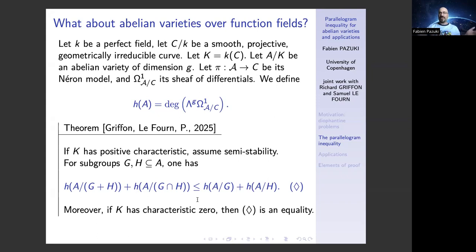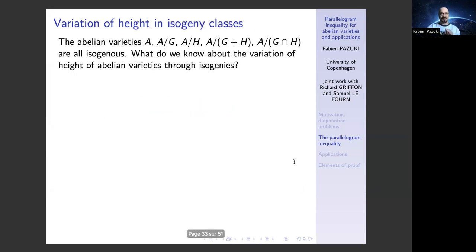So okay, perfect. It seems like it's the exact same thing, right? I mean, we took the analogous height, we have the analogous inequality. So what's the big deal? Well, I claim it's a bit surprising, at least because this was not our target at first. Our target was to understand the variation of height in an isogeny class over function fields. So our first result was not this one. Our first result was the following one that I'm going to present.